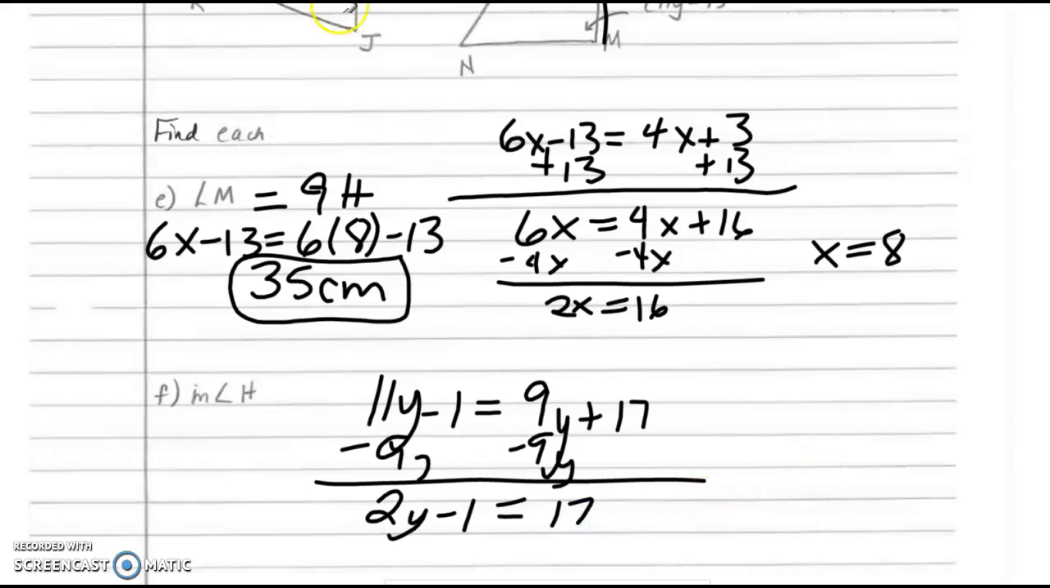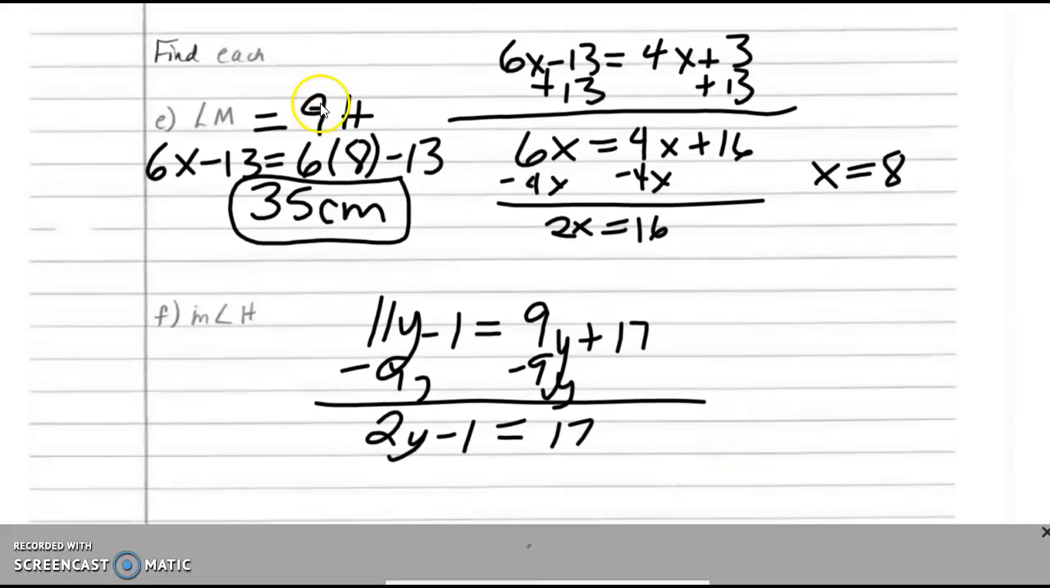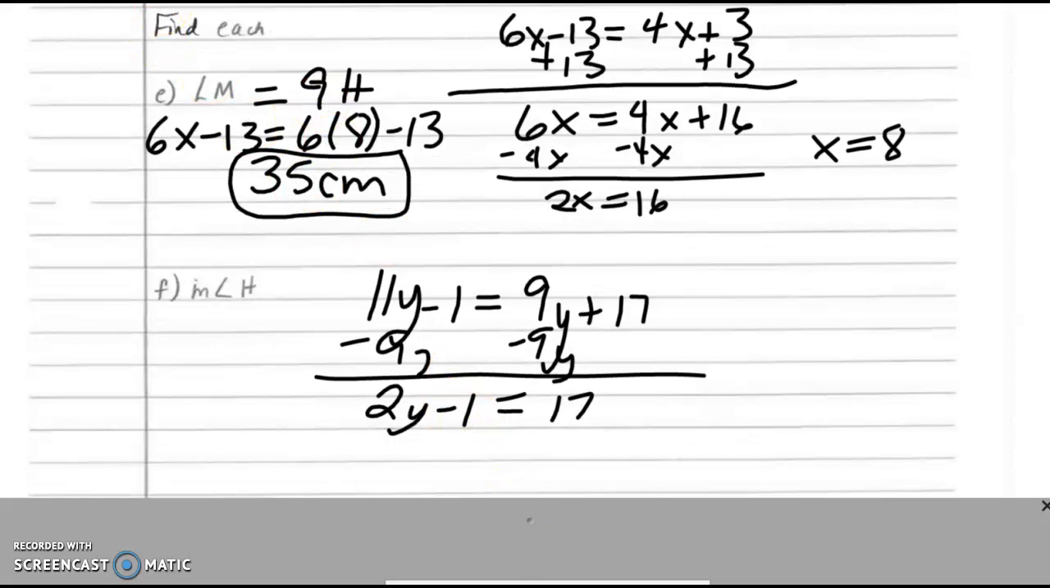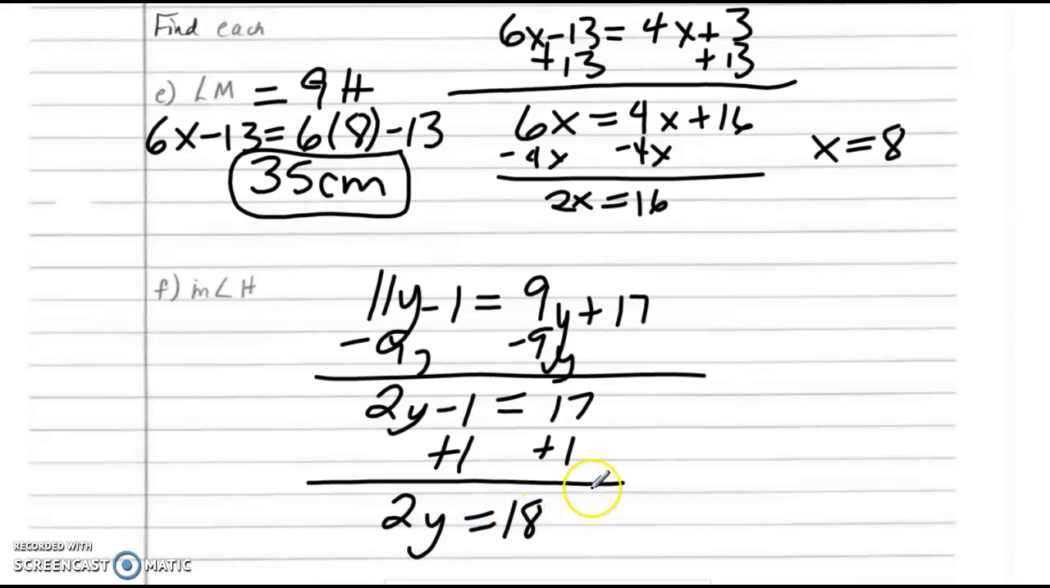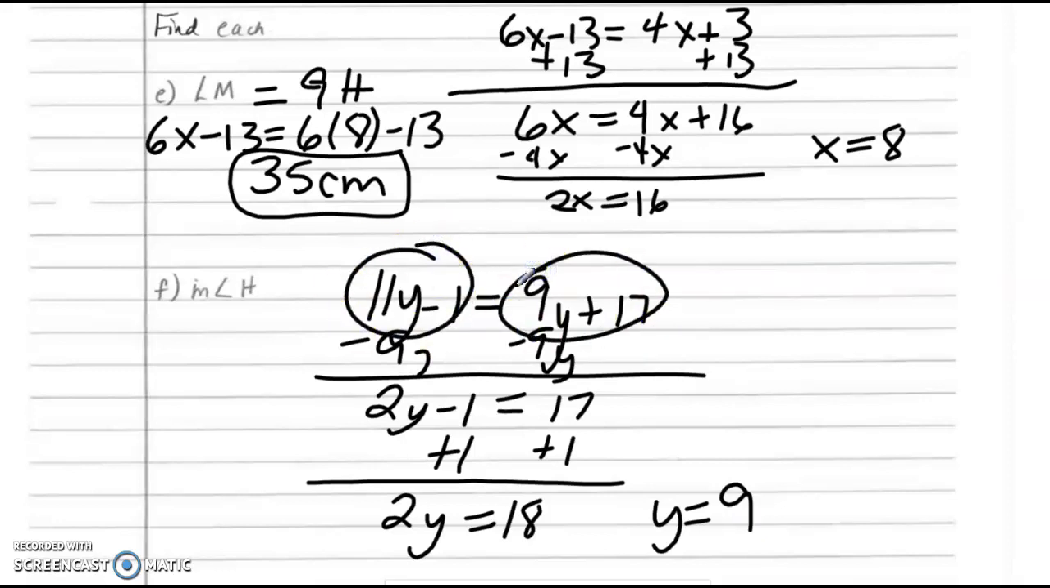Zayden, what do we do next? Add 1 to both sides. 2y equals 18. And then we're going to divide by 2, so y equals 9. That's not our answer. It doesn't say find y. It says what's the measure of angle H. So which one of these is angle H, 11y minus 1 or 9y plus 17?